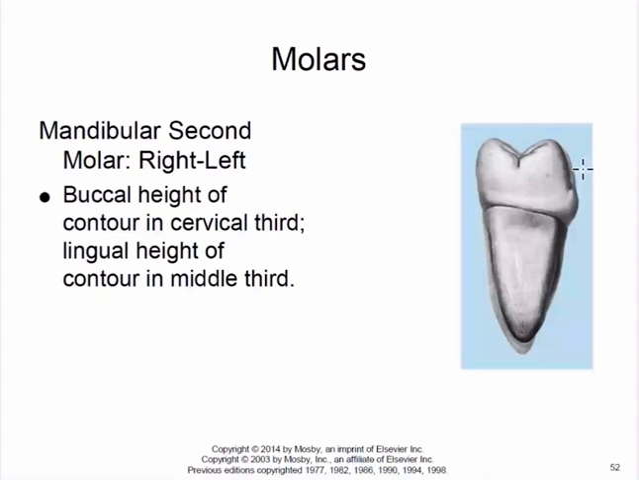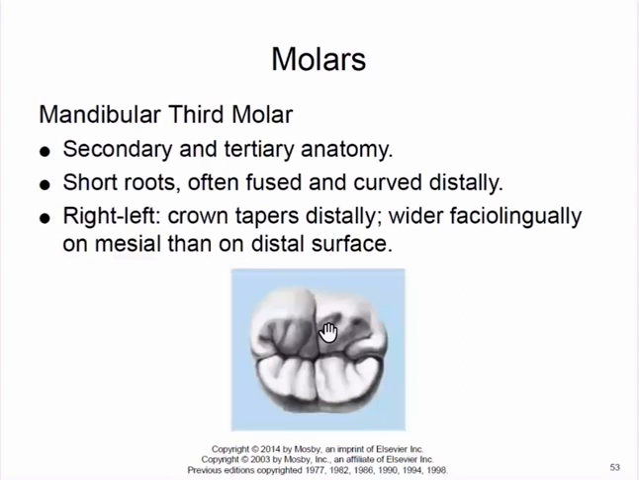Now going to the third molar, more wrinkled appearance, shorter, also 4 cusps, but shorter roots, more fused roots. How do you know right from left? The tapering, we have said, of the crown distally and of the roots distally. So we say that the mesial marginal ridge is much higher than the distal marginal ridge.